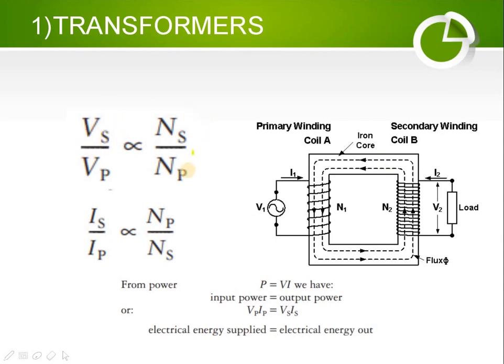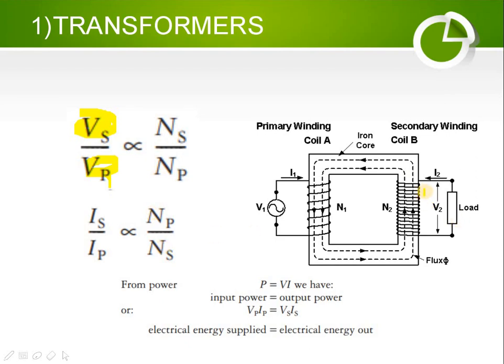Important thing, this is the ratio that I was mentioning in the previous slide. Vs divided by Vp is the voltage of the secondary coil divided by the voltage of the primary coil. This is the 240 volts, and this voltage is directly proportional to the number of turns of the secondary coil divided by the number of turns of the primary coil. The same ratio applies to the current, but there is a change: the current is directly proportional to the number of turns of the secondary, and inversely proportional to the primary.